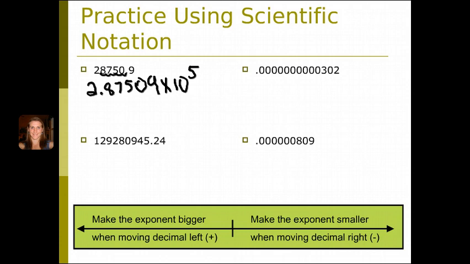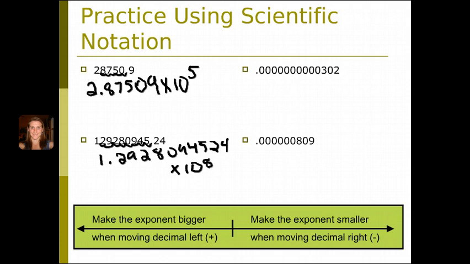In the second one down here, we are going to put it after the 1, 2, 9, 2, 8, 0, 9, 4, 5, 2, 4, times 10, and let's see how many places we went. 1, 2, 3, 4, 5, 6, 7, 8, and I went to the left, so it is positive.